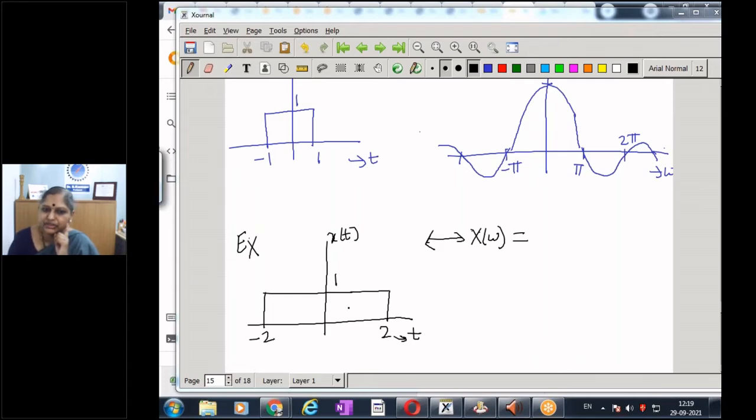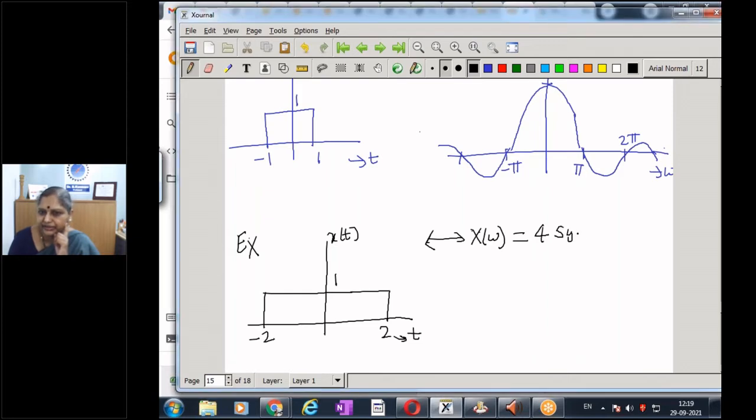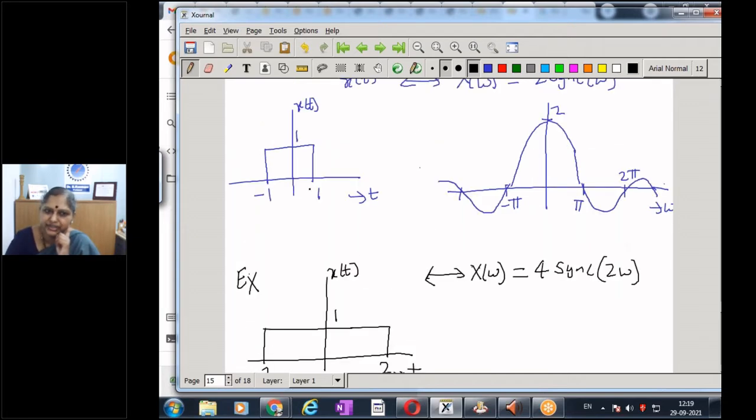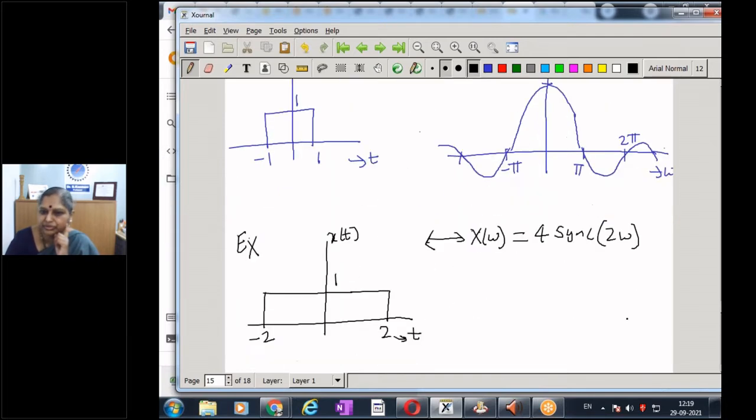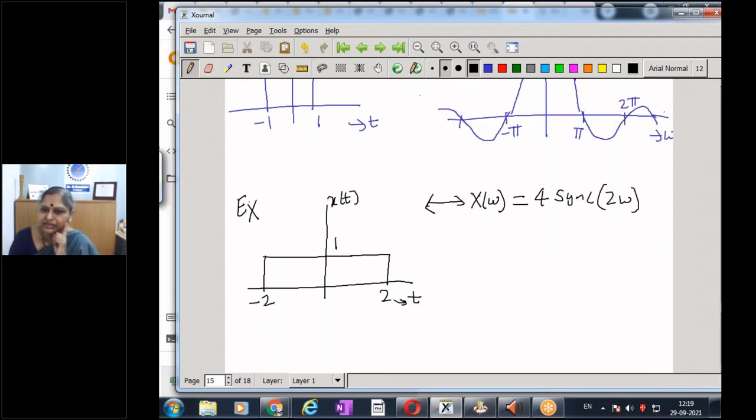What is the area of this rectangle? It is 4, and the result is 4 sinc 2 omega. Look at the earlier answer. What was the area of that rectangle? 2. So it was 2 sinc omega. So this is 4 sinc 2 omega.